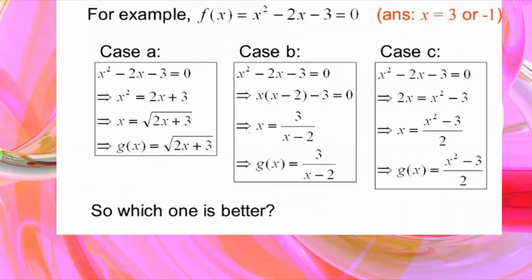I'll explain it with an example. See, f of x is equal to x square minus 2x minus 3 is equal to 0.